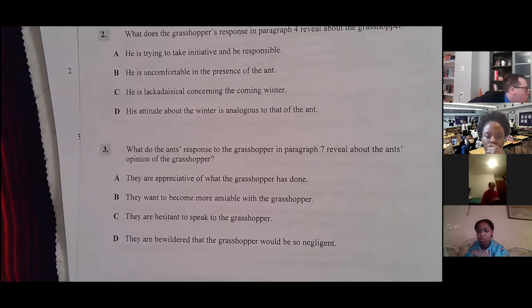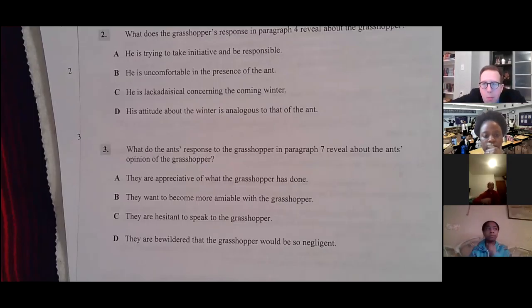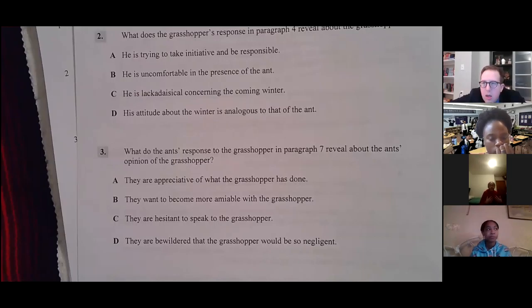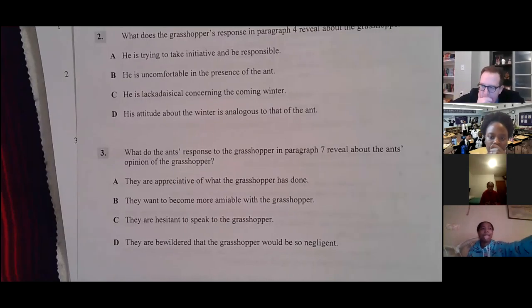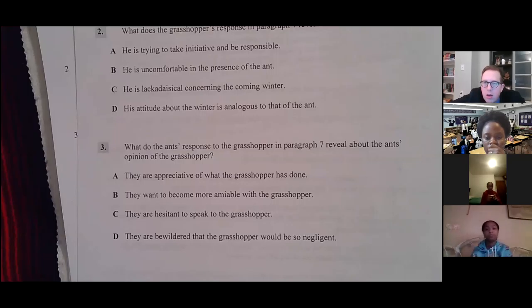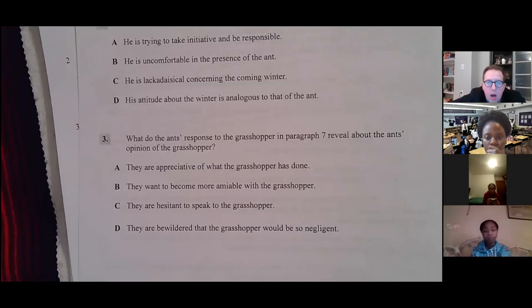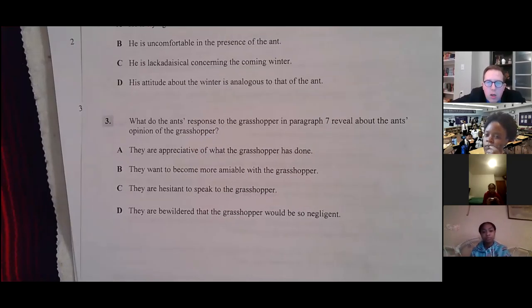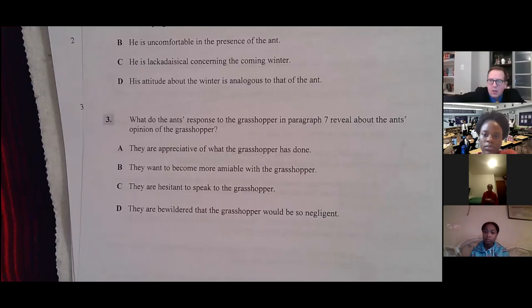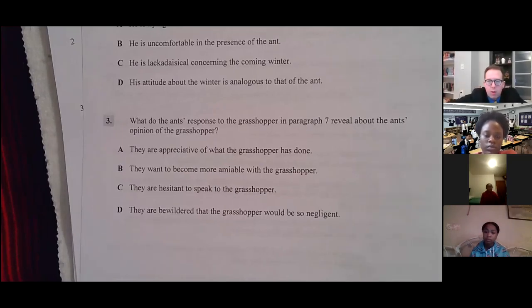So I got D because the question is asking what the ant's opinion is on the grasshopper, and considering how they talk to the grasshopper, which is kind of in a mean and harsh way, it led me to see that it is their food supply, so I understand why they would be hesitant to share it with them. I think that's strong. Okay. So what we want to think of always is how the dialogue convinces us of what precisely the author is trying to tell us, and how it leads to the problems that we see in the text.